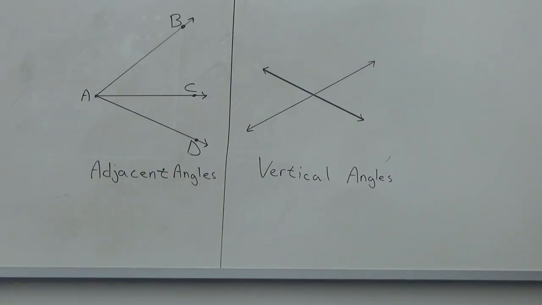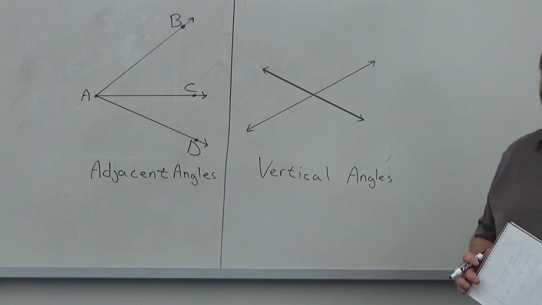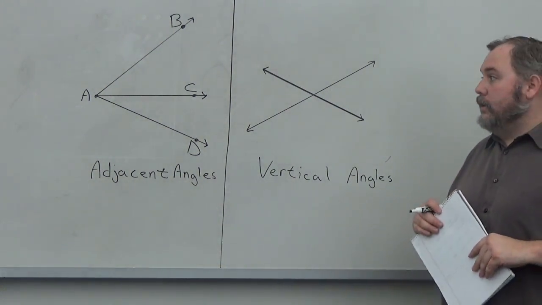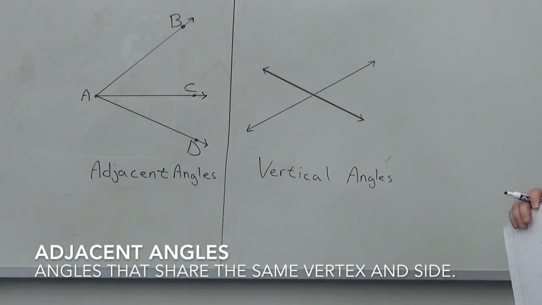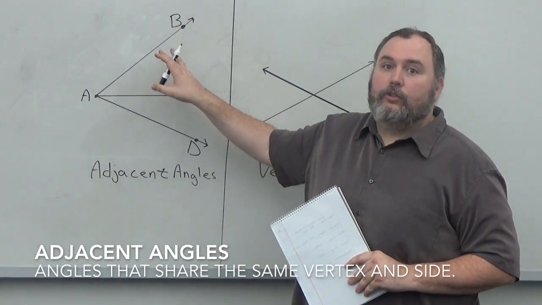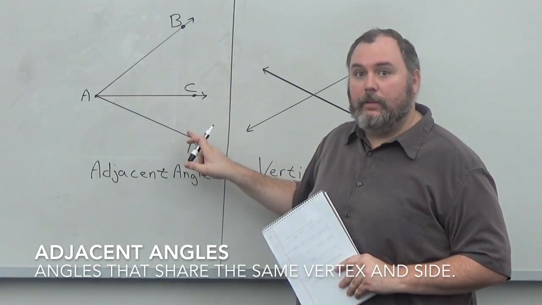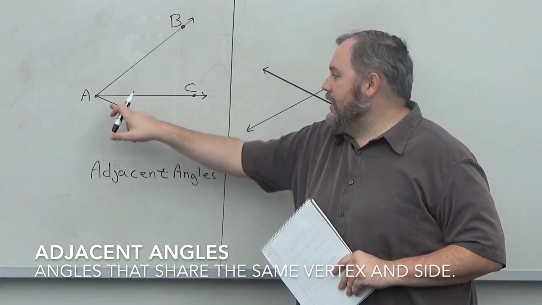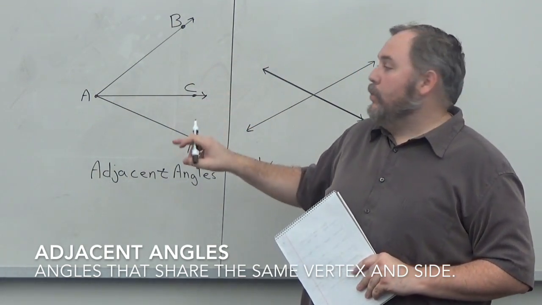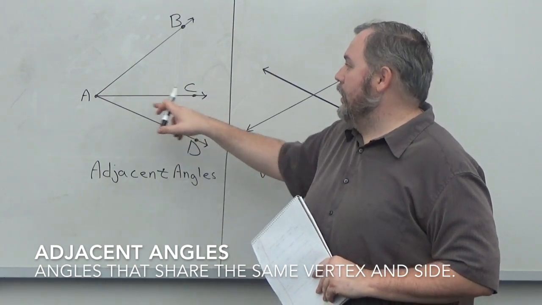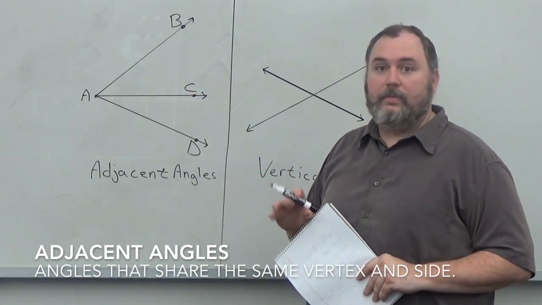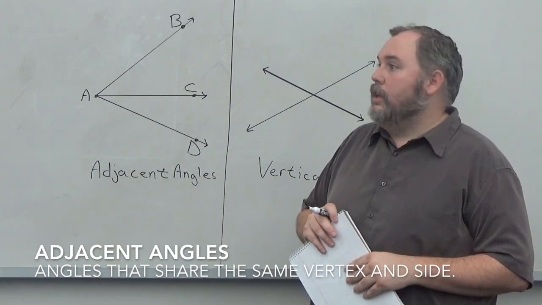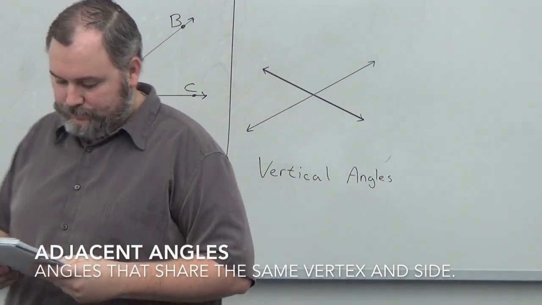Our next two angles are what we call adjacent angles and vertical angles. Now, adjacent angles are simply this. They're when two angles share a common side. So we see two angles, BAC and CAD. However, they have a common side of AC. All right, that's all an adjacent angle is. They share a common side.